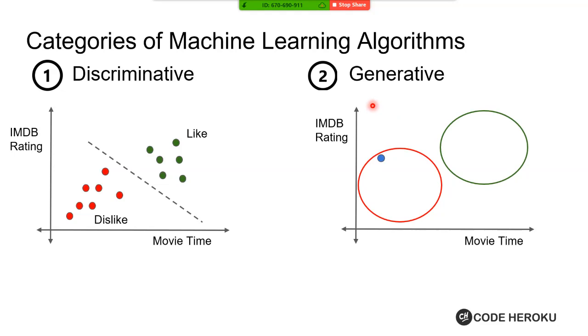At any point in space, there is not just this closed region. At any point in this space, you will get probabilities out of this model: the probability of the user liking it and disliking it. Whichever probability is more, we'll pick that one. Does that make sense?